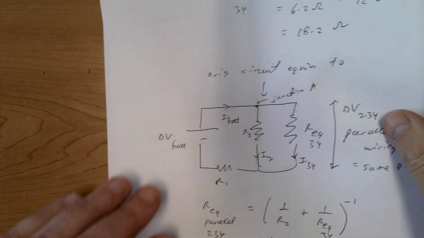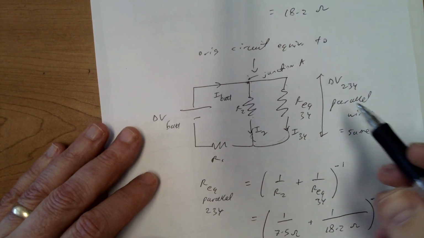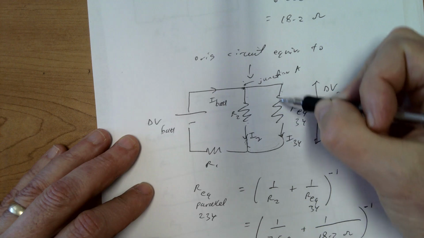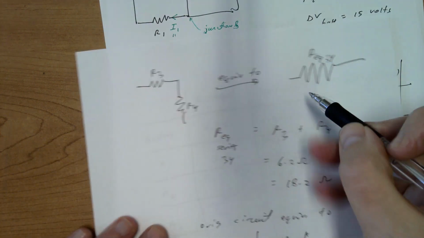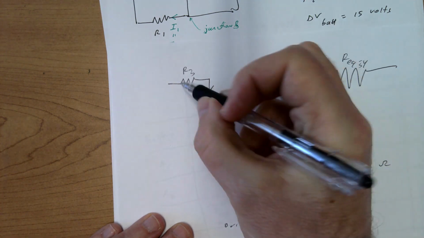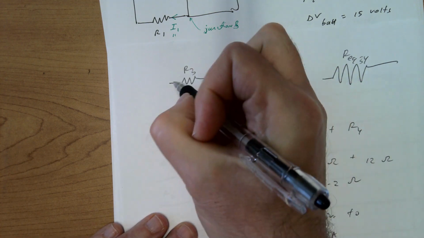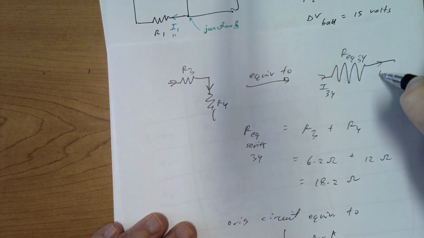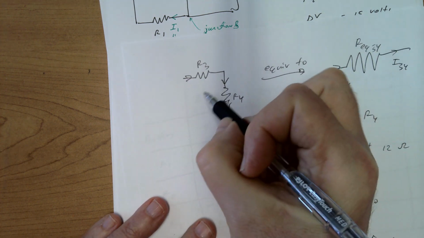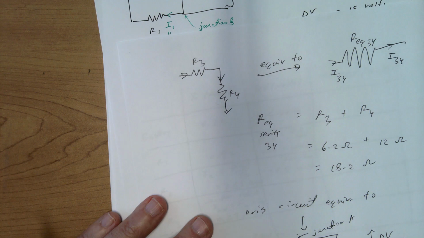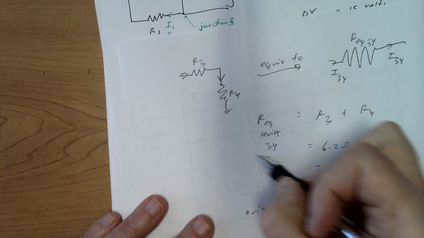Again, the reason I can do that, looking at my equivalent circuits, is that the current through that equivalent resistor is the same as the currents through resistors 3 and 4, because those were making a series. The current going into or coming out of that equivalent resistor is the same as the current going through resistors 3 and 4, because they're in a series. Right?